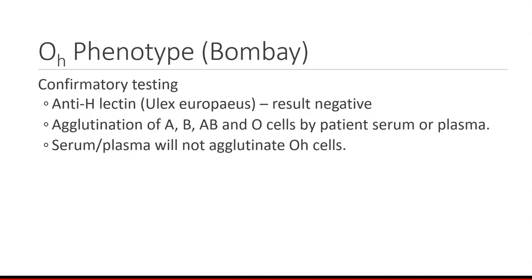Confirmatory testing to determine whether or not a person is Bombay is done by using the anti-H lectin, Ulex europaeus. You must memorize that. We'll talk about lectins in a moment. Because this is directed against the H antigen, if this person is a true Bombay, it will be negative. There will be agglutination of A, B, AB, and O cells by the patient's serum or plasma, and no agglutination when the individual's serum or plasma is tested against Bombay cells. This is the end of part 1 of the lecture.